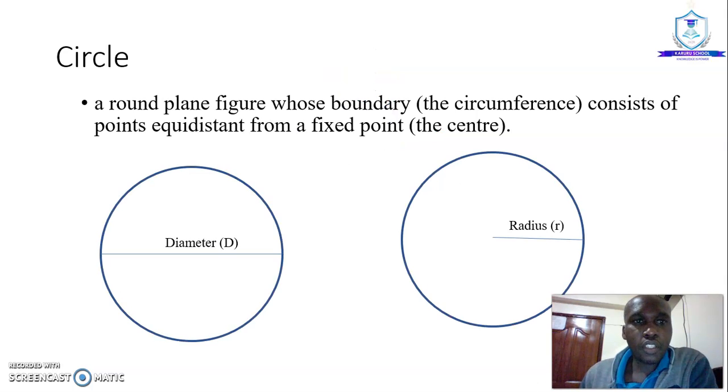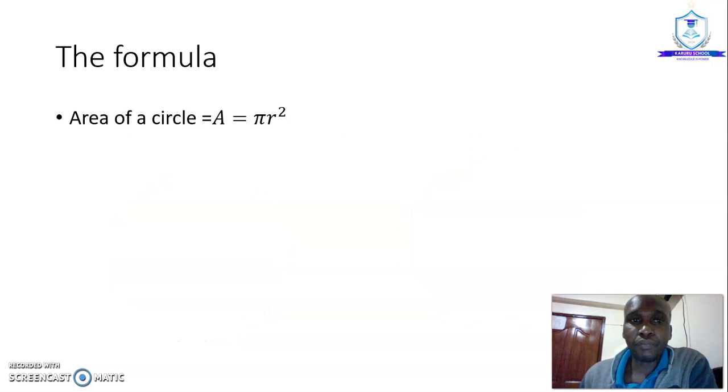A circle is a round plane figure whose boundary consists of points equidistant from the point at the center. The line that divides a circle into two equal parts is called the diameter, and the line that runs from the center of the circle to the circumference is called the radius. Notice that the radius is half the distance covered by the diameter.